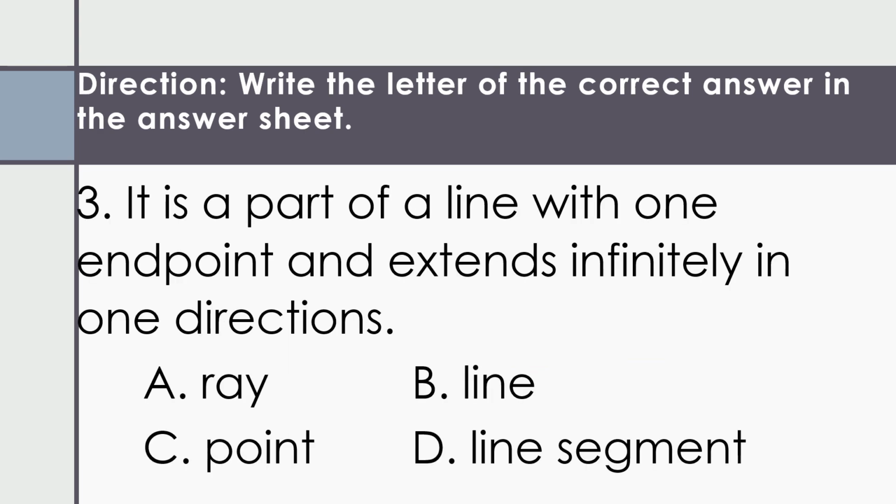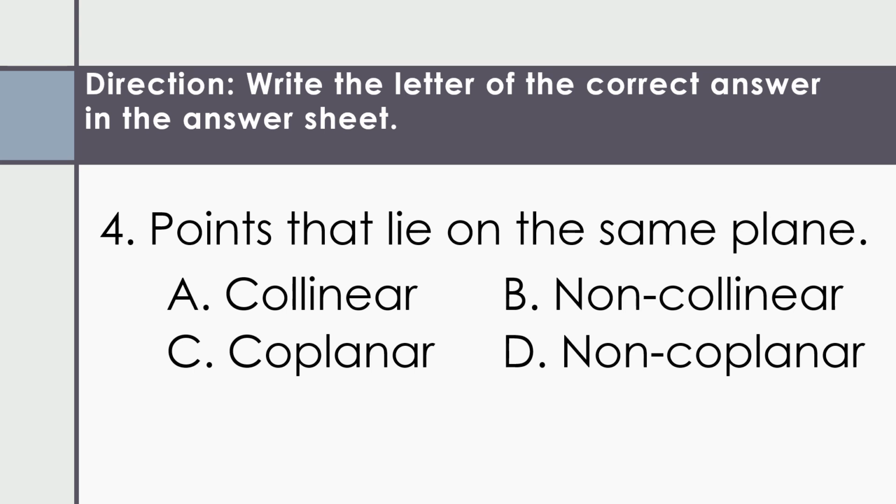Number three, it is part of a line with one endpoint and extends infinitely in one direction. A, ray; B, line; C, point; D, line segment. The answer is a ray. Number four, points that lie on the same plane. A, collinear; B, non-collinear; C, coplanar; D, non-coplanar. So remember, same plane. So the answer is coplanar.